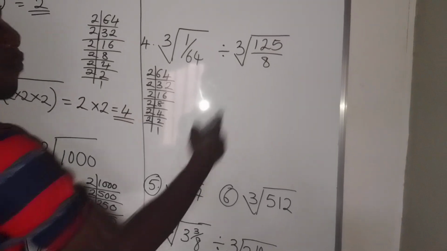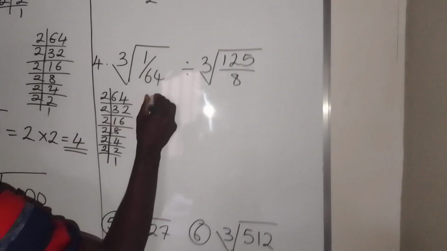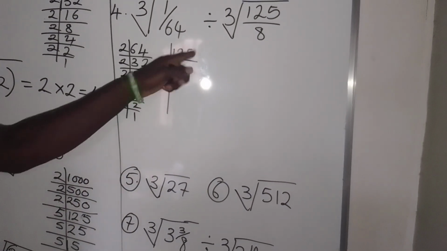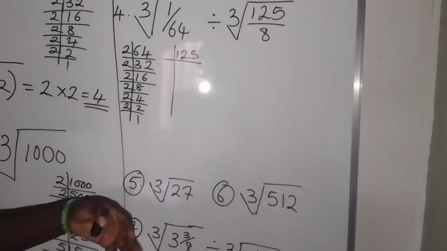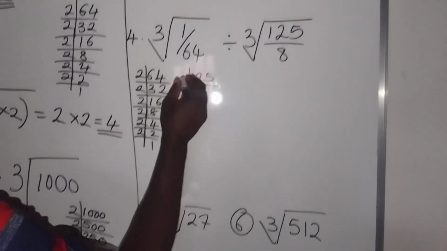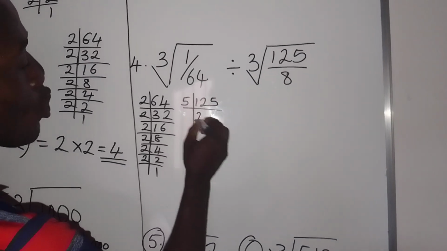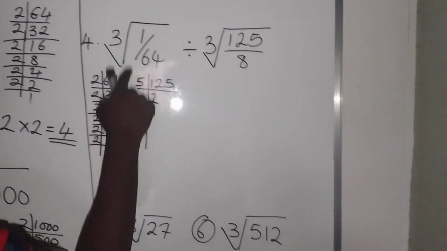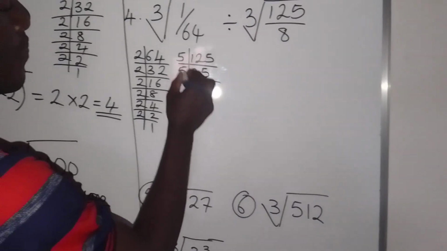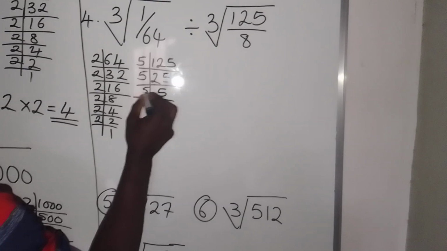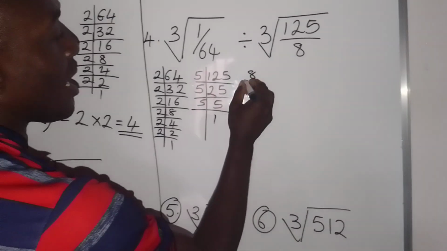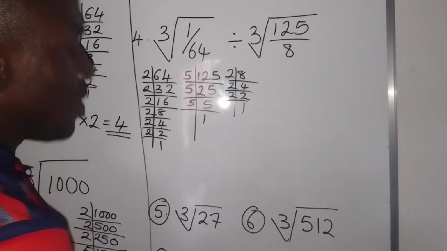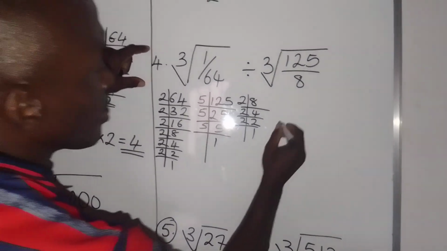This is for 64. For 125, obviously 2 cannot divide it because the last digit is not even. And 3 cannot divide it because if you add the individual digits, it will not give you a number that is divisible by 3. So the next number is 5. 5 into 12 gives us 2, remainder 2, place it behind the 5, it becomes 25. 5 into 25 is 5, so we have 5 again. 5 into 5 is 1. What about my 8? I'm using 2: 2 here gives 4, 2 gives 2, 2 gives 1.